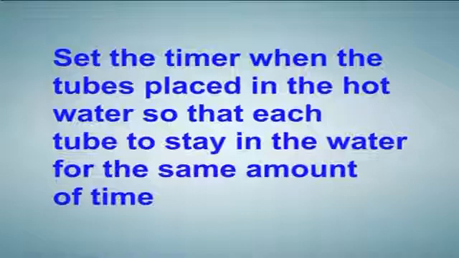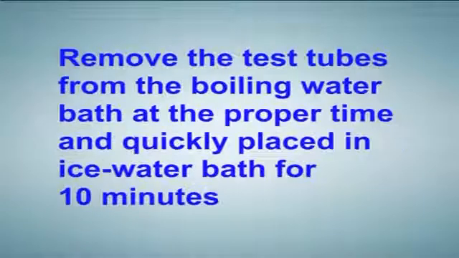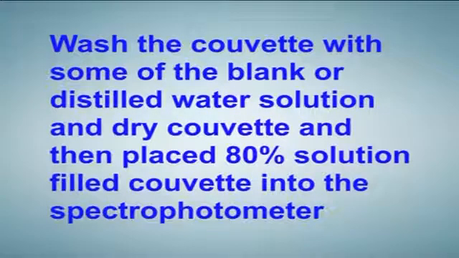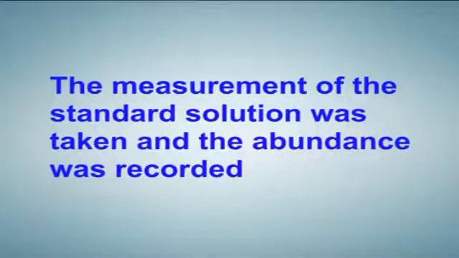Set the timer when the tubes are placed in the hot water so that each tube stays in the water for the same amount of time. Remove the test tubes from the boiling water bath at the proper time and quickly place them in an ice water bath for 10 minutes. Wash the cuvette with some of the blank or distilled water solution, dry the cuvette, and then place the 80% solution-filled cuvette into the spectrophotometer. The measurement of the standard solution was taken and the absorbance was recorded.